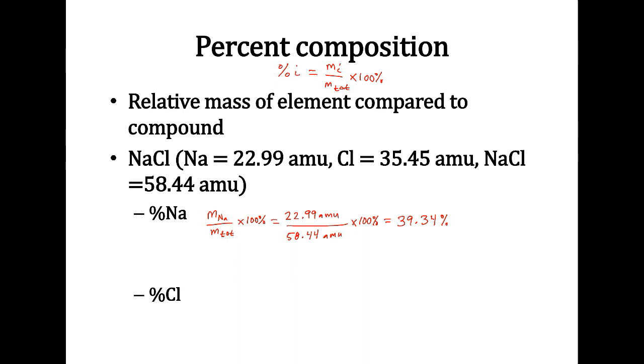So then we'll repeat the same process for chlorine. We'll take our mass of chlorine, which is 35.45 AMU, divided by the total mass, which is 58.44 AMU. Multiply that by 100%, and we'll end up with a percent composition of chlorine in this compound of 60.66%.